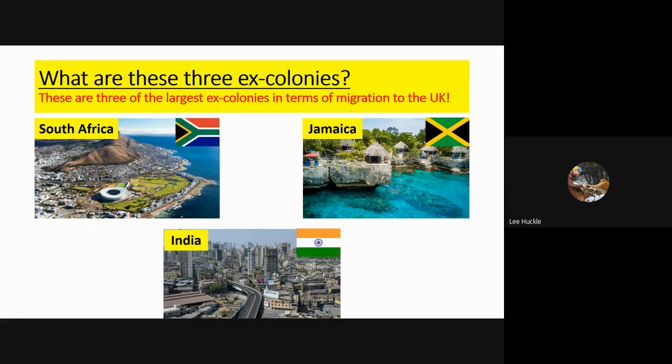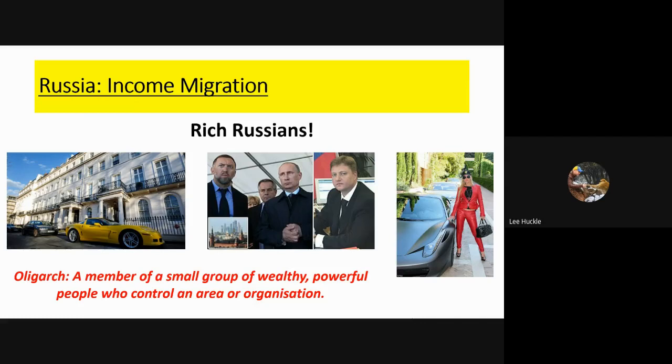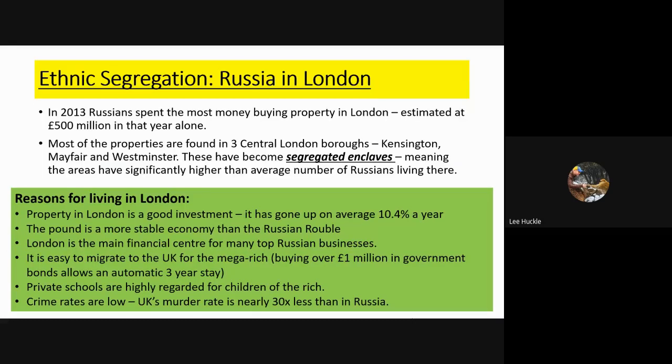And you'd have then looked at these three ex-colonies. So these are the three largest ex-colonies in terms of migration to the UK: people coming from South Africa, Jamaica, and India. And then you'd have looked at a particular group of people, and we class this under the category of income migration. You'd have looked at the Russian oligarchs. The term oligarch is a member of a small group of wealthy, powerful people who control an area or organization. And here you started to explore the Russian oligarchs in London.